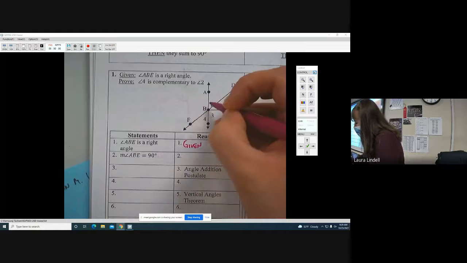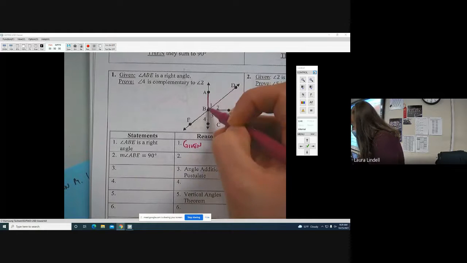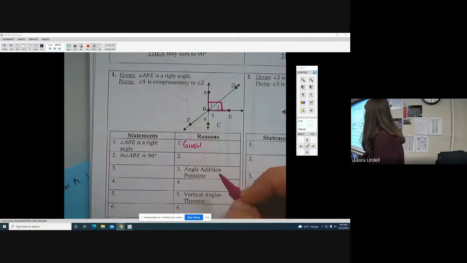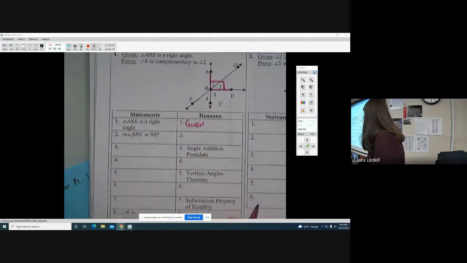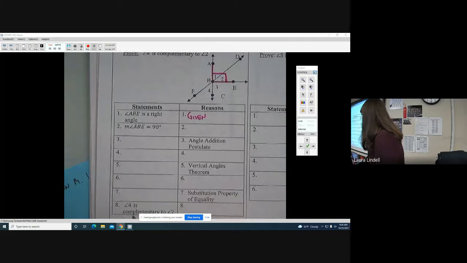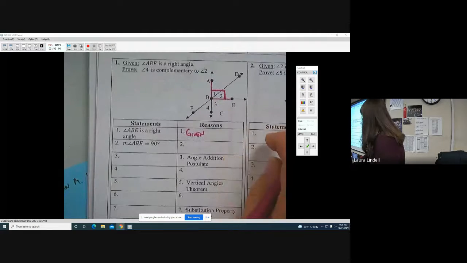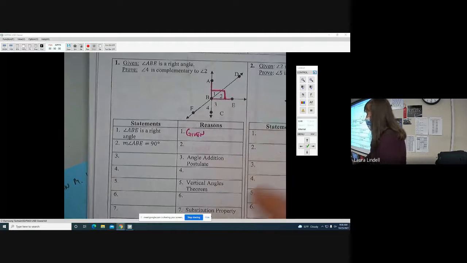And then let's label in the diagram what that means. Here's ABE. It's a right angle, so that means this is 90 right here. Okay. And then the last step, angle 4 is complementary to angle 2. That's the thing that we were trying to prove up here at the top. So we're good there. Now we know where we're going. Let's figure out how to get there.